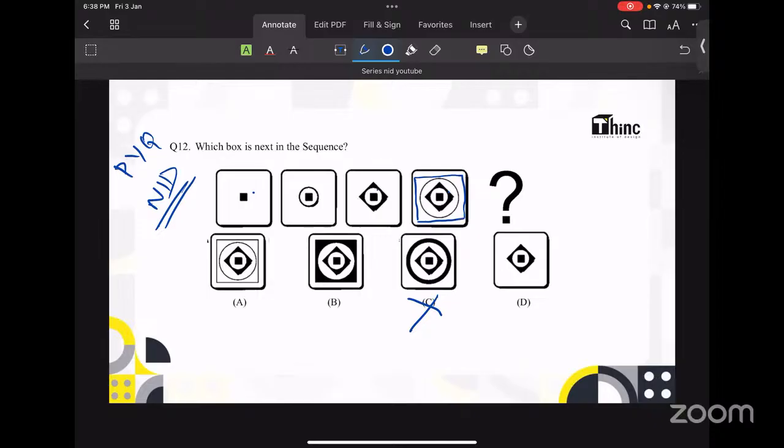And when a square comes, it's not a simple square. It's a shaded black square that is coming. So option A is eliminated. D has no role over here because the circle is missed. So option B is the right answer. And Artista, very good. Artista commented right.